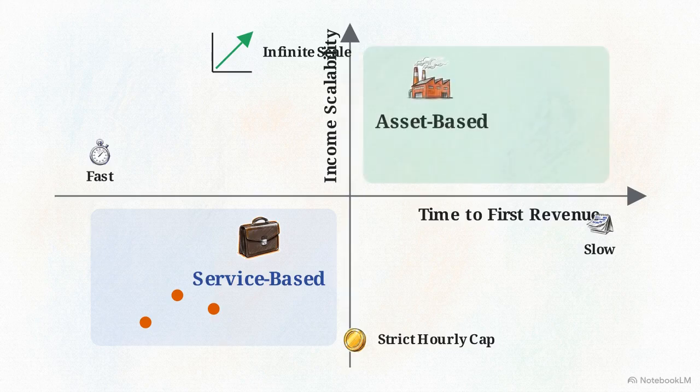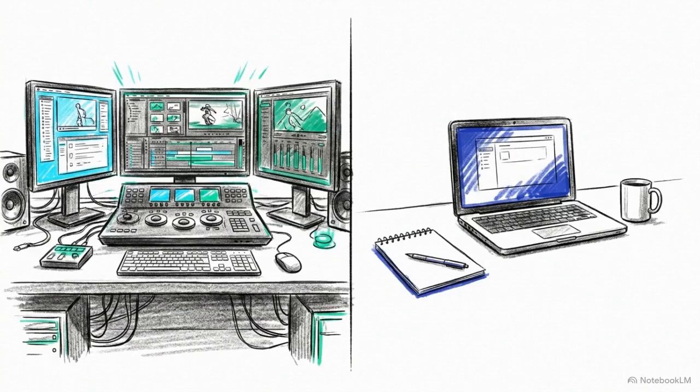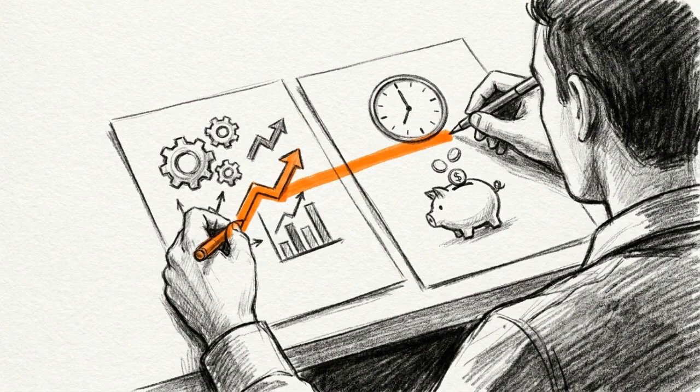Up in the top right quadrant are asset-based businesses. You face a long runway of unpaid time up front, but the scaling potential is virtually infinite once the business gains traction. Success is not about finding the objectively perfect business. It requires matching a specific business model's trade-off profile to the resources you currently have available.